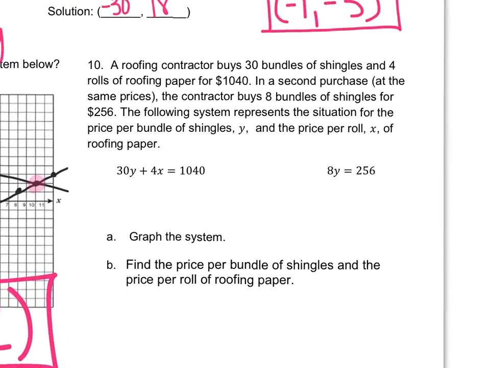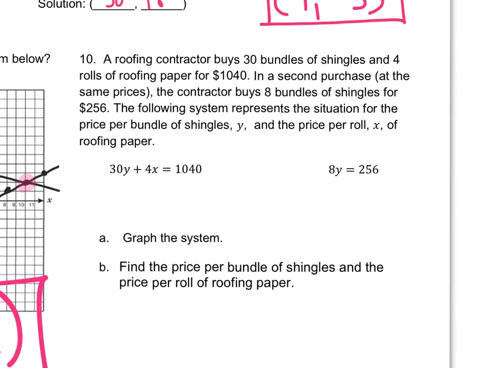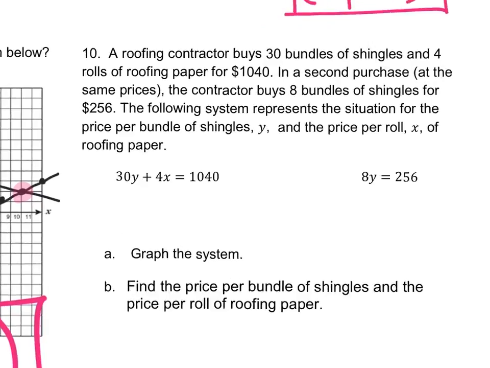Last question, number 10. A roofing contractor buys 30 bundles of shingles and 4 rolls of roofing paper for $1,040. In a second purchase at the same prices, the contractor buys 8 bundles of shingles for $256. The following system represents the situation for the price per bundle of shingles, y, and the price per roll of roofing paper, x. And we're supposed to graph the system and find the price per bundle of shingles and the price per roll of roofing paper.